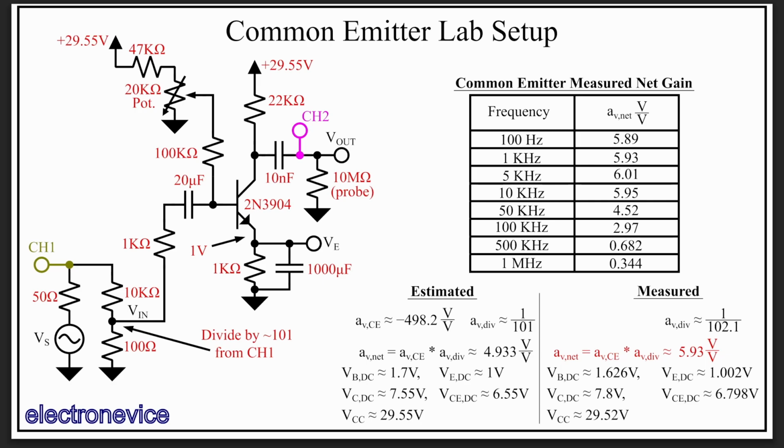Why is it higher than our estimate even though the attenuation is slightly higher? That is likely due to beta being higher than our estimate of 100, and therefore increasing our r_pi and reducing the impact of the source resistance on the gain. Finally, using our divider gain, we can calculate the common emitter gain without the divider, which is about negative 605.5, higher than our estimate, again likely due to a higher than estimated beta value.